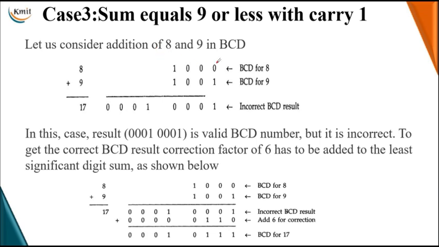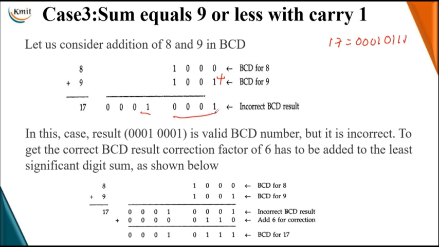Next, let me take another case. The third case is where the summation is less than 9 but with a carry of 1. To explain this, we have taken the example of 8 plus 9. 8 plus 9 is 17. 17 in BCD is represented as 0001 0111, so this is what we need to obtain. But upon adding using the binary adder, we obtain the result: 0 plus 1 is 1, 0 plus 0 is 0, 0 plus 0 is 0, and 1 plus 1 is 0 with a carry of 1.